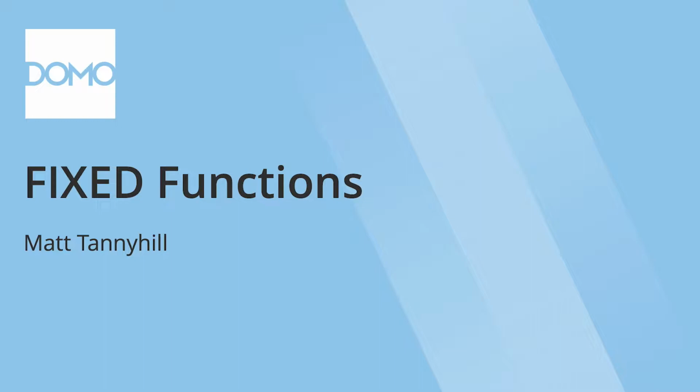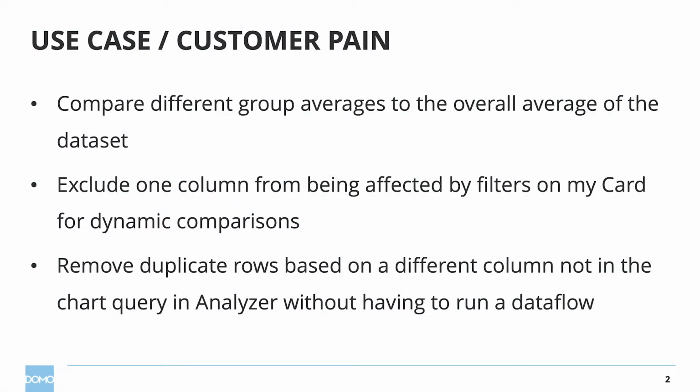Fixed functions. So a couple different customer pain points and use cases. First is needing the ability to compare different group averages to an overall average or number on the data set. The second one is similar to the first one, but excluding one column or calculation from being affected by any filters that are being applied to the card, allowing for some really cool dynamic comparisons.